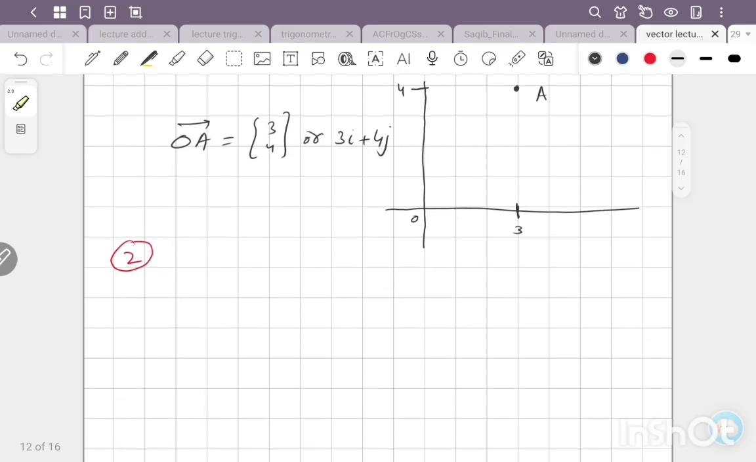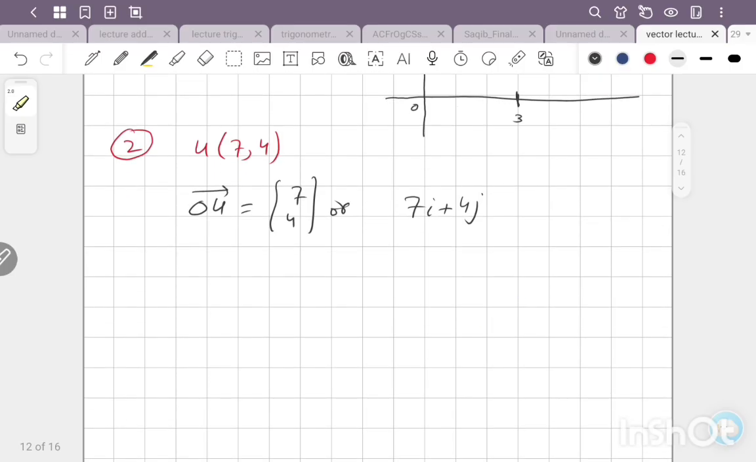Similarly, we have a next one, U (7, 4). Write its position vector. How we write its position vector is, we just write OU. Here is 7 and 4, or we can write it 7i plus 4j. Hopefully dear friend, you can understand this one. Now we have a question. Exercise.